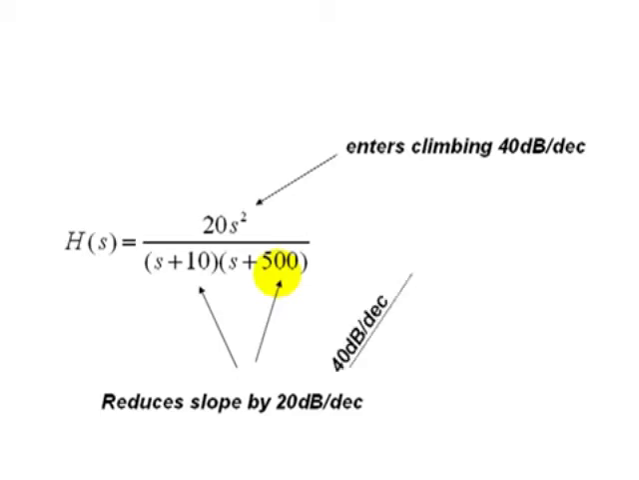The curve is going to look like that. Enters climbing up at 40 decibels per decade because of the double zero at 0. And then at omega equals 10 radians per second, where the first pole is, the slope is reduced by 20 decibels per decade from 40 to 20. And it'll keep climbing all the way to the second pole at 500 radians per second, where the slope will be reduced again by 20 decibels per decade to a horizontal line. That is the shape of the plot. We need to fix it on the decibels axis.